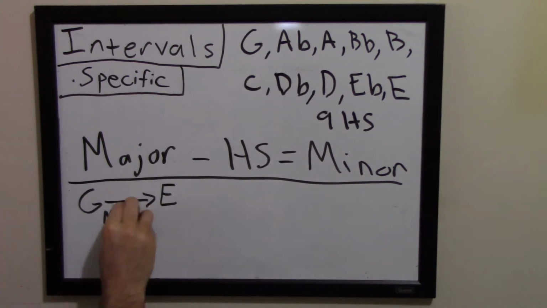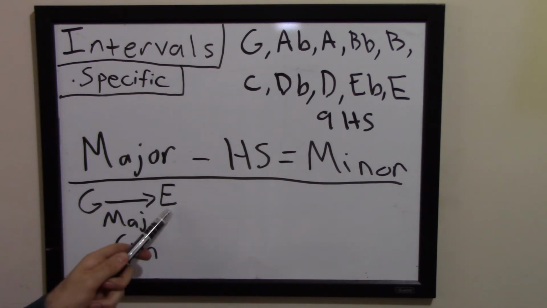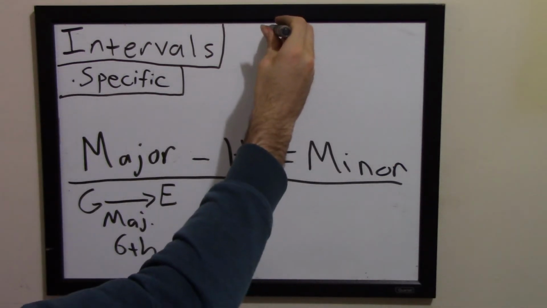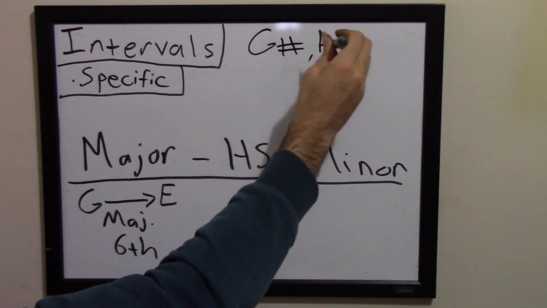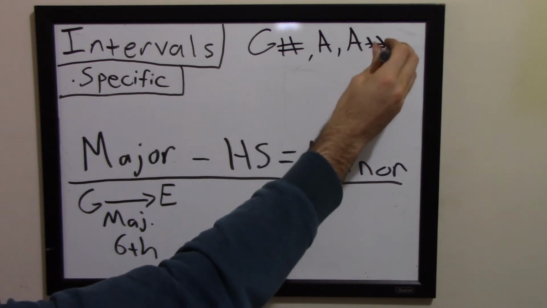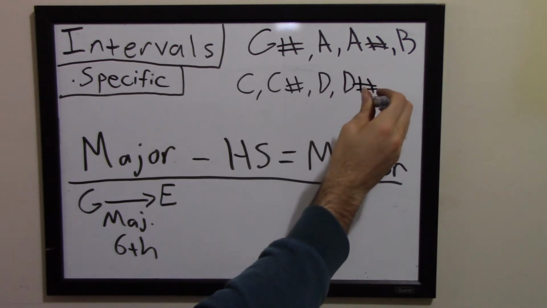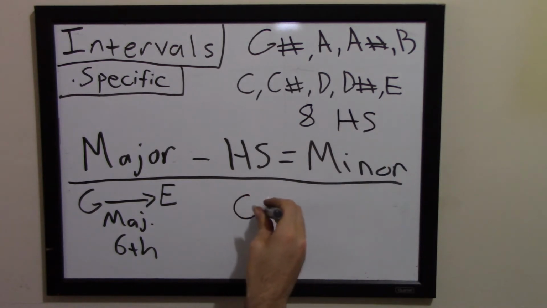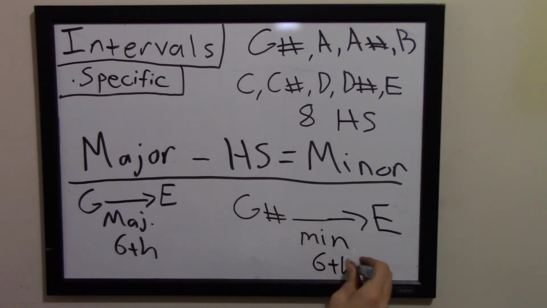If you wanted to make it a minor sixth, you would have to maintain the letters. You would have to maintain the generic relationship, so that it would have to be some kind of G and some kind of E. But it would have to be 8 half steps. So you could do G sharp to E, because from G sharp to A is 1, A sharp is 2, B is 3, C is 4, C sharp is 5, D is 6, D sharp is 7, E is 8. That would be 8 half steps with a generic relationship of sixth, thus making it a minor sixth.